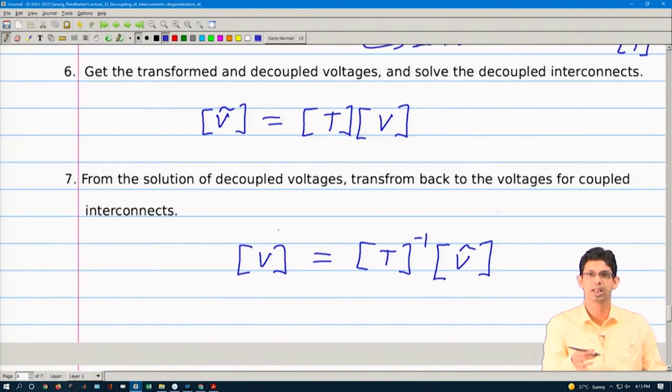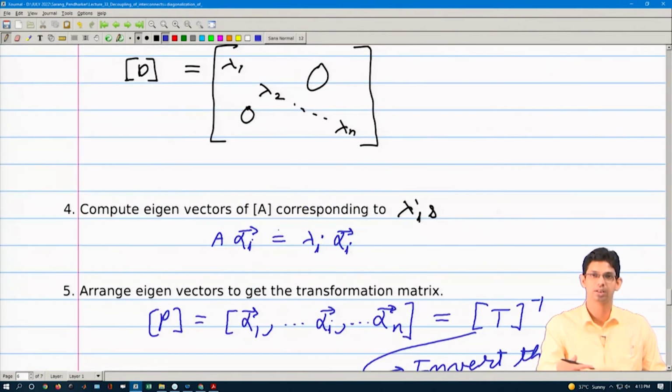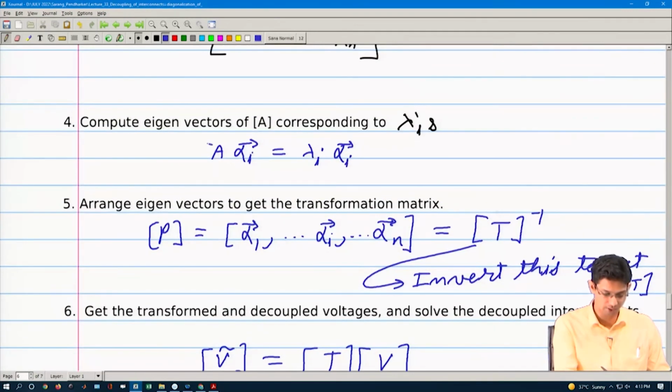So, these are the general steps which would be involved. You could implement these in computer code if you know A, right. Yeah, there would be a matrix here.